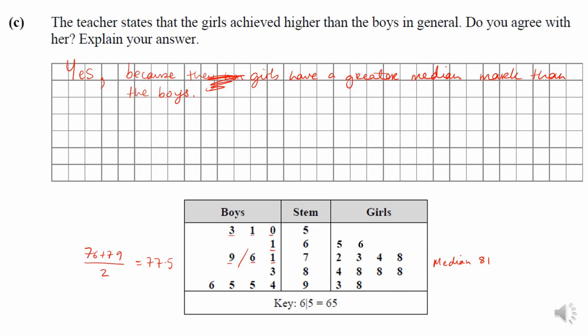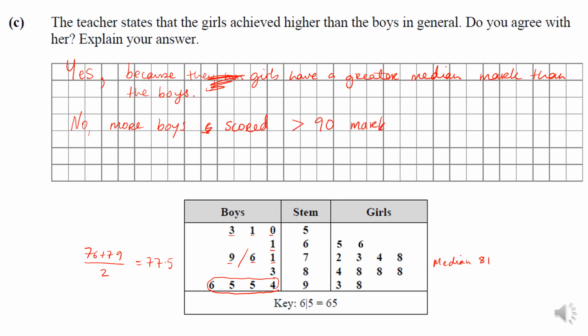Some people might disagree. Why might they disagree? Well, let's look at the peak for the boys' distribution. There's 4 people there scoring well high in the 90s. So if you were to present your best students, you might say that the boys did better. So you could say no. You could say more boys scored higher, scored more than 90 marks.